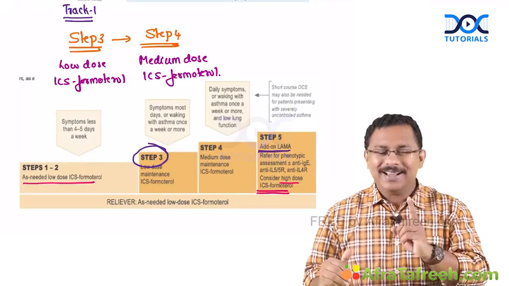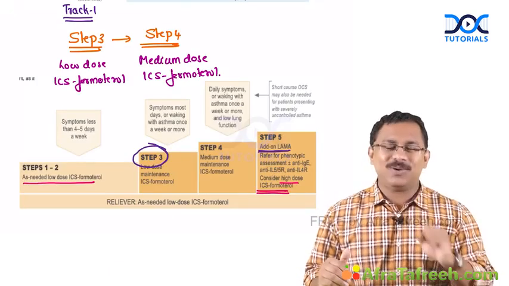Okay, so I hope track 1 is very, very clear to you about the reliever therapy and how you will institute the maintenance therapy and how you will change between these steps. Okay, step 3 down to step 1. So you can go down the step as well as you can go up the step, as per your treatment preferences after your patient assessment. So tell me guys, are you clear with track 1?